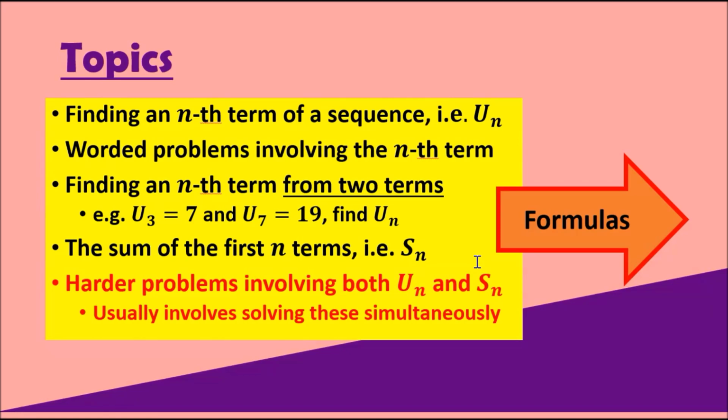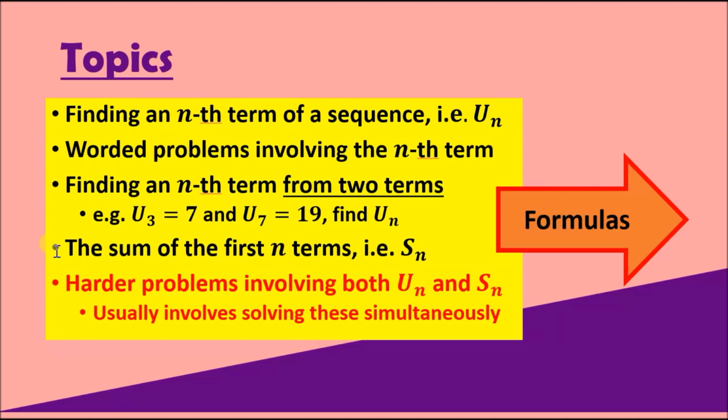And finally, and this always comes up at the end of either paper 1 or 2, maybe like question 21, 22, 23, these are the harder problems involving both the nth term and the sum of the n terms, okay? And usually to solve these, we need to use simultaneous equations, okay? And you're going to see this through some of the questions.